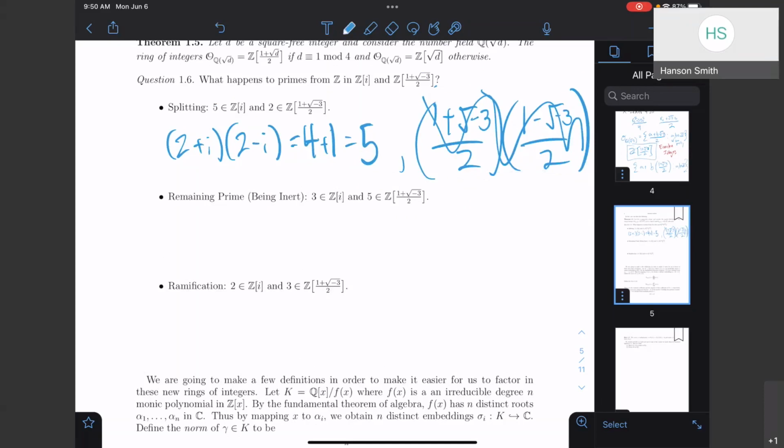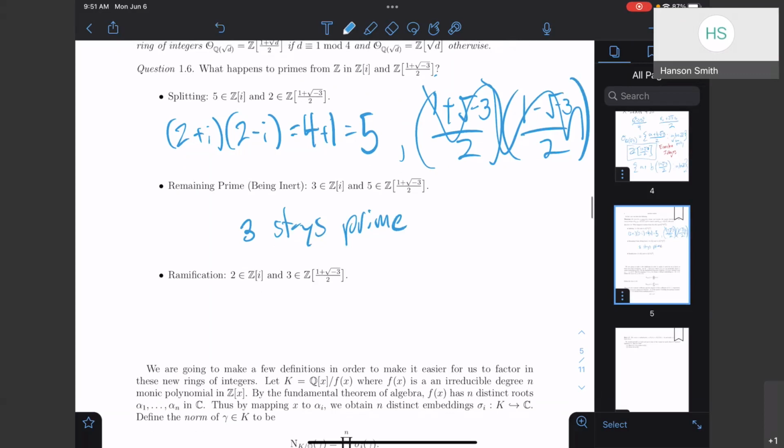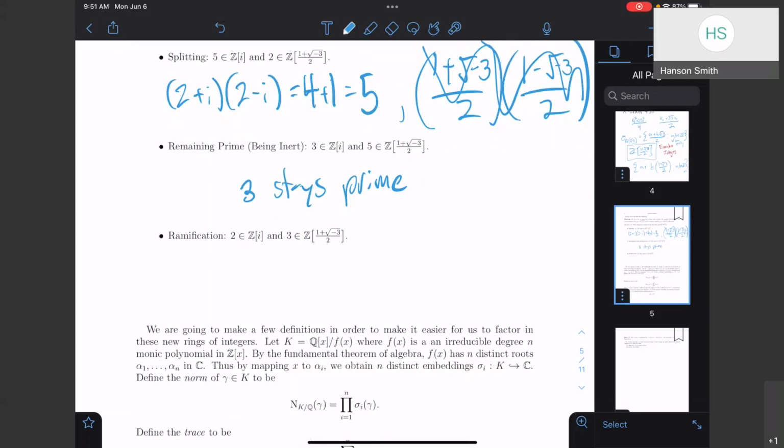So you can have primes stay prime. So 3 is a prime in the integers, and if I look at 3 in the Gaussian integers, it stays prime. And I wanted to talk about norm and trace, because we can actually prove some of this by using some tools with norms. And then another thing, you can imagine a number factoring into some numbers, or a number being prime and staying prime.